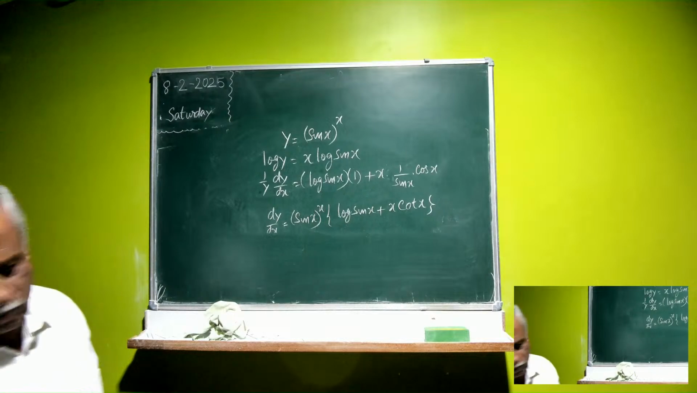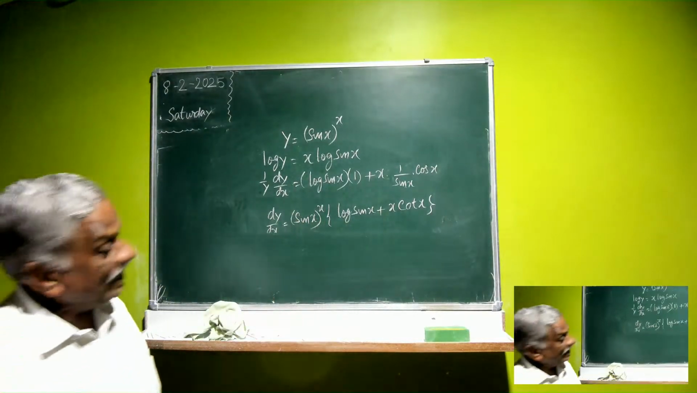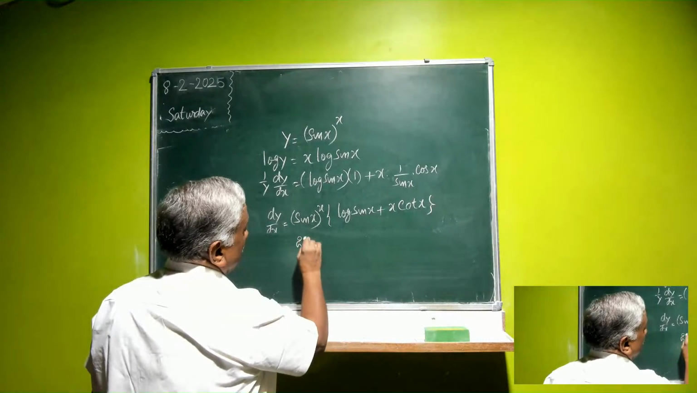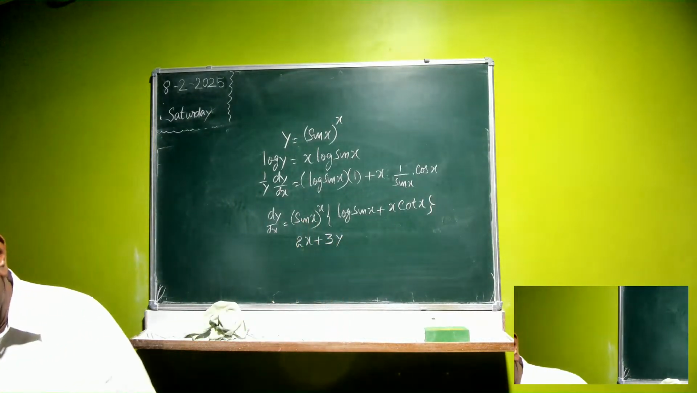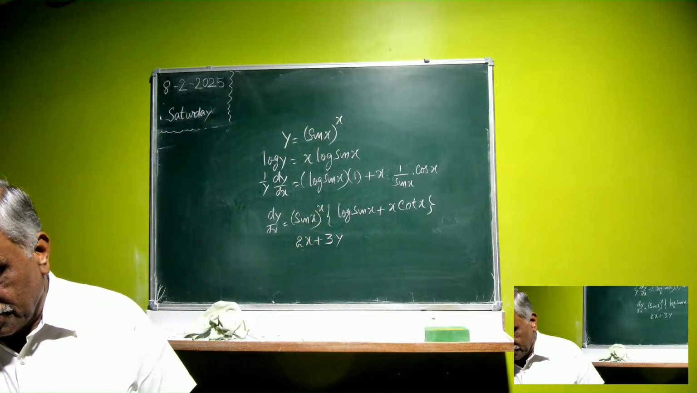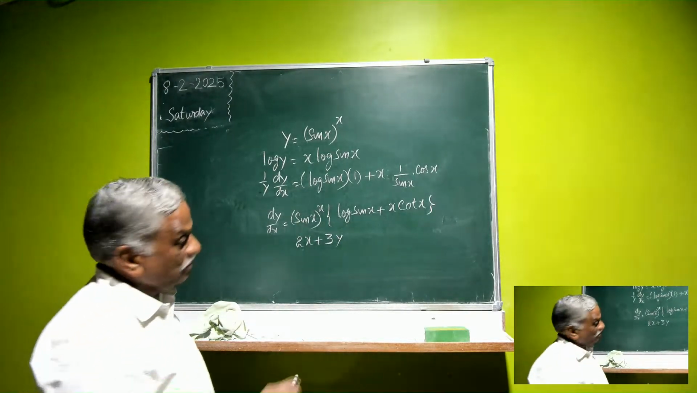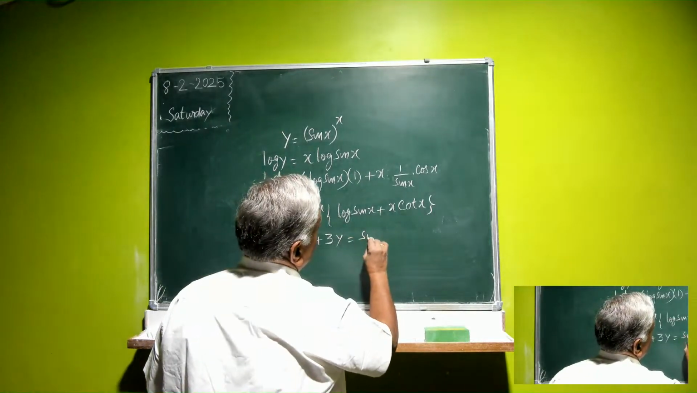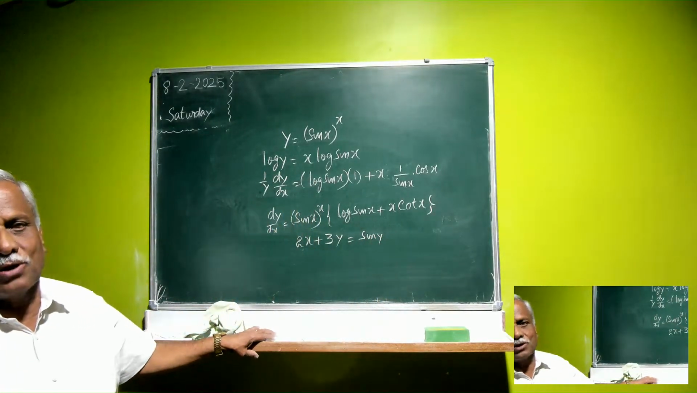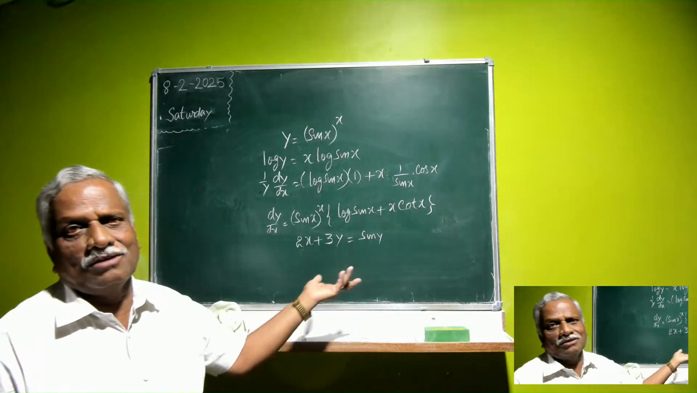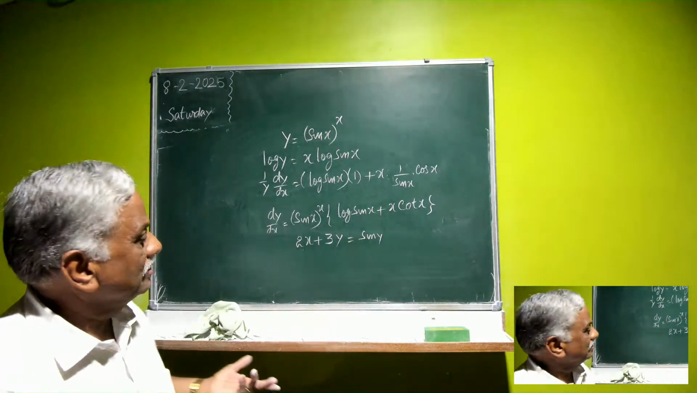They are doing one more problem in 2017. Find dy by dx with 2x plus 3y. In the previous year, they had given ax plus by square. Here they have given 2x plus 3y is equal to sin y. Small change. They have given ax plus by square equals cos y. So almost small changes they will make. If you know the method, you can certainly work this.